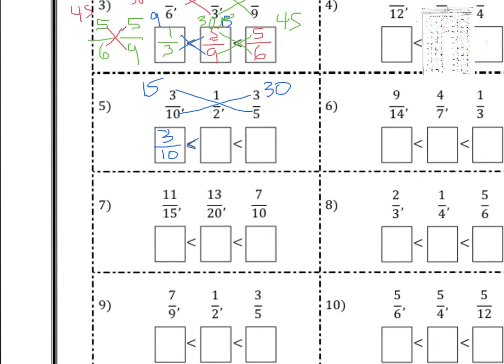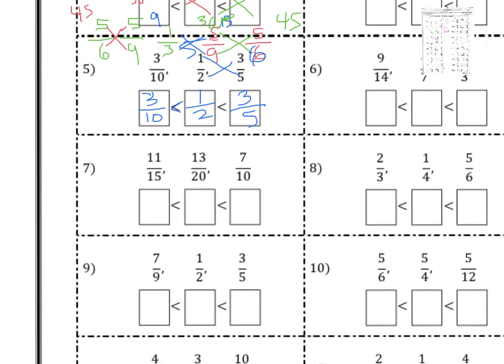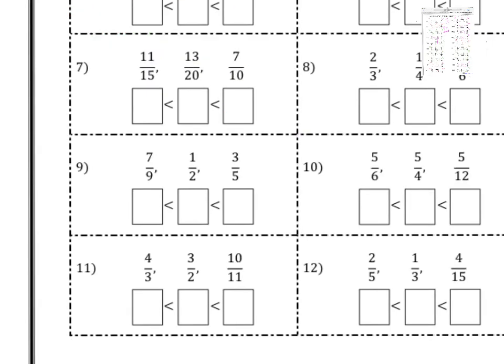3/10 is less than. Okay, now let's figure out how 1/2 and 3/5 compare. Let's see which one is smaller. 2 times 3 is 6, and 5 times 1 is 5. 5 is less than 6, so 1/2 is less than 3/5. They gave us that one in order. How nice of them. Okay, moving on to number 7. Okay, for some reason those numbers are not moving. Hold on, let me see if I can clean it up.